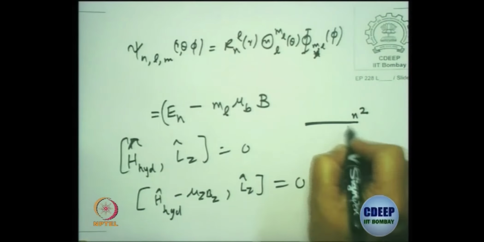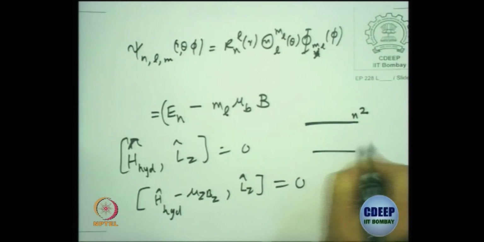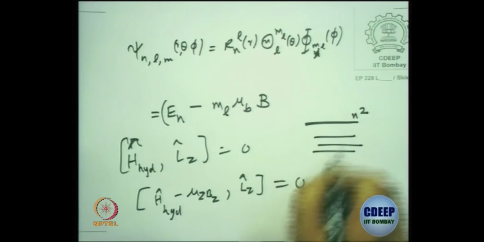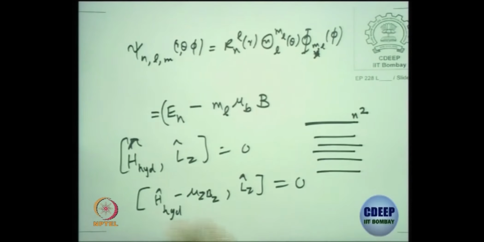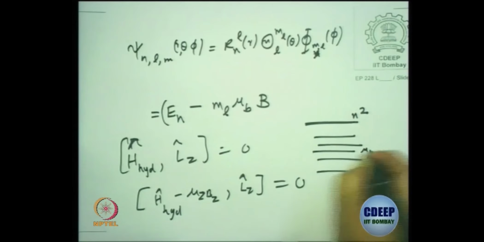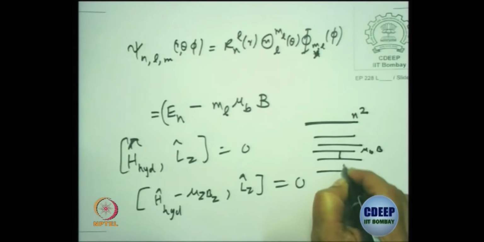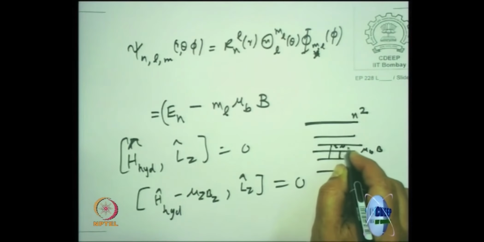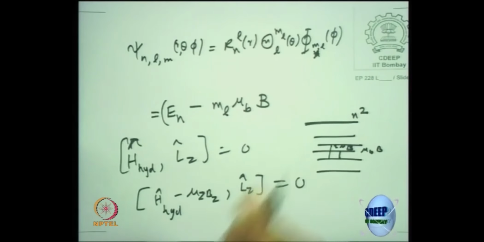Now you will see that for a specific L, there will be a splitting which is happening, and each difference will be a mu_B B, 2 mu_B B and so on. You understand what I am saying, right? That is the Zeeman splitting.